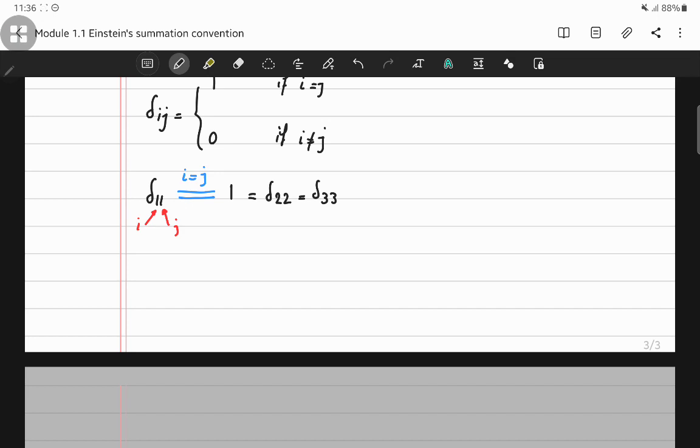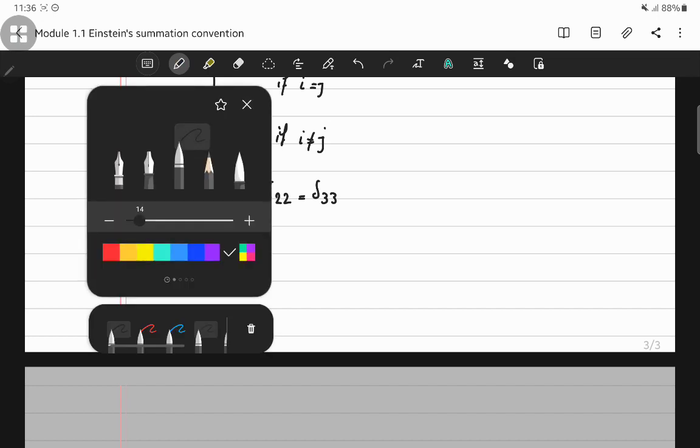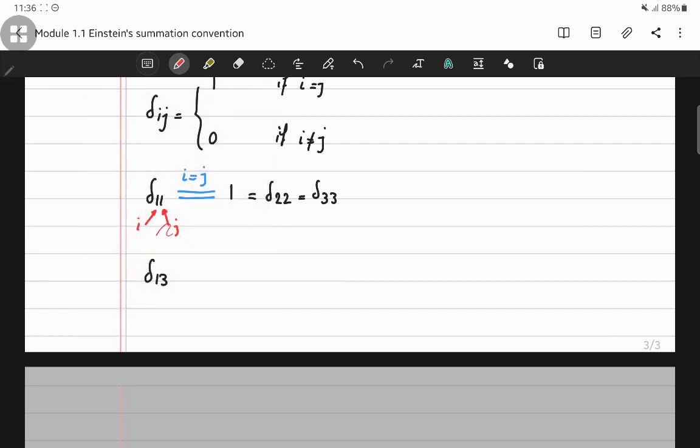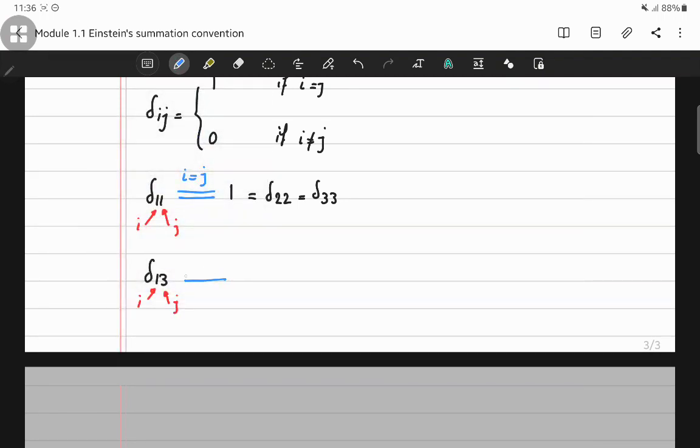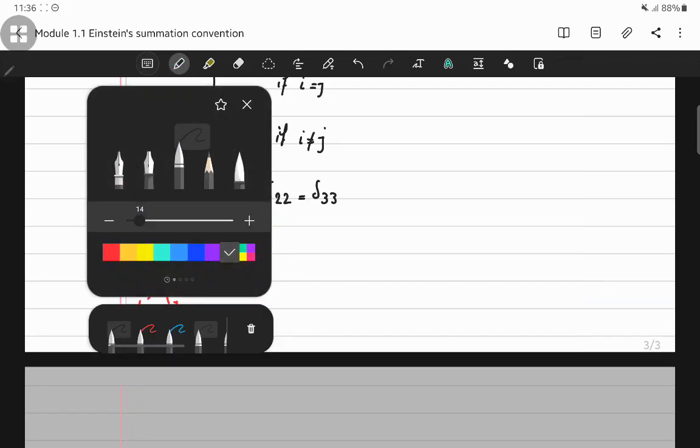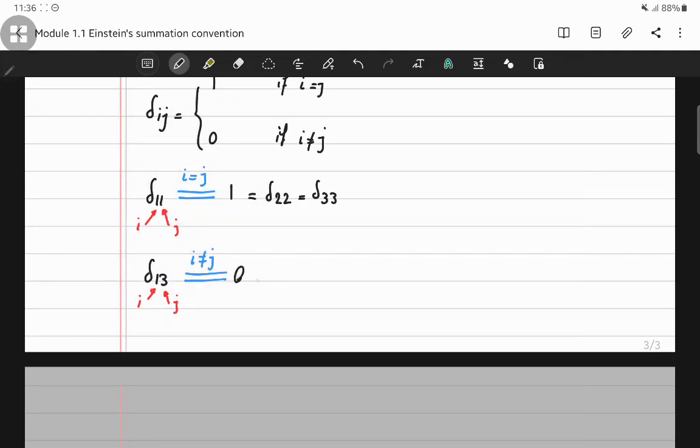But for example, for something like delta 1 3, this is i and this is j here. So i is not equal to j. Therefore, this value is equal to 0. This is also the same for delta 1 2, delta 2 3, delta 3 2, and so on and so forth.